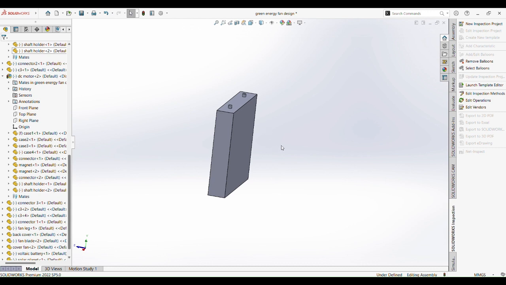The next specification is the battery. The battery used is the DC voltage battery as it can be charged and discharged at the same time.